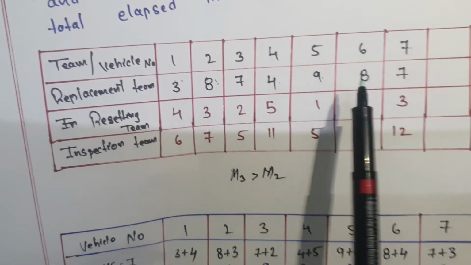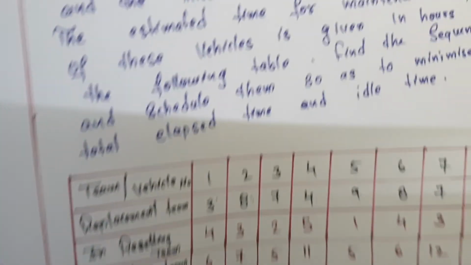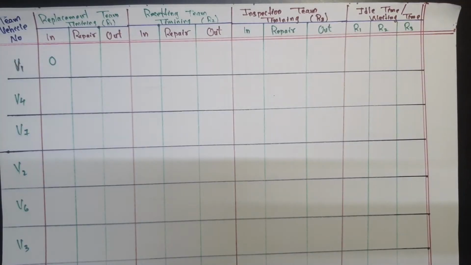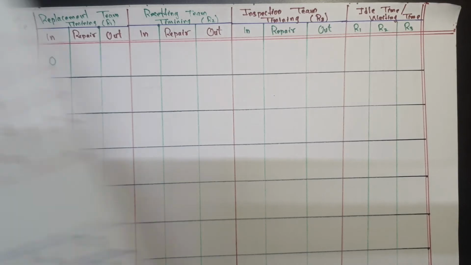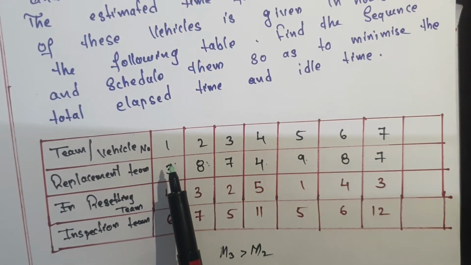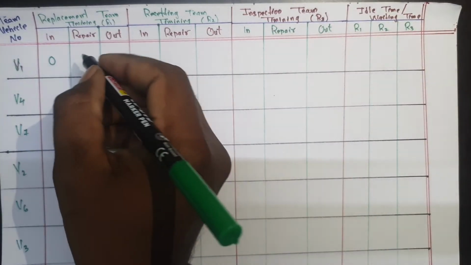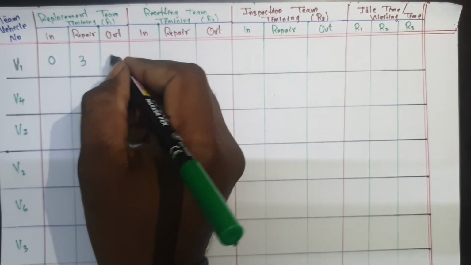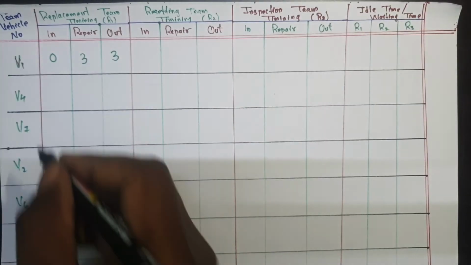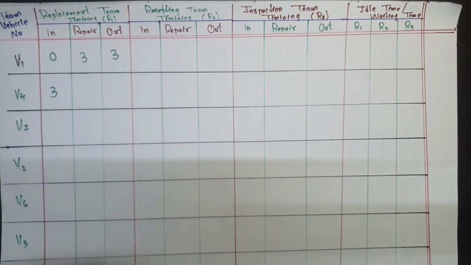In this replacement terms only, you have to write down the value. So here, what is given? V1. As you can see here, V1, what is the value here? 3 is there. So here you can write the 3. 0 plus 3, how much will it be? 3 only. Okay? Then 3 you can write here.